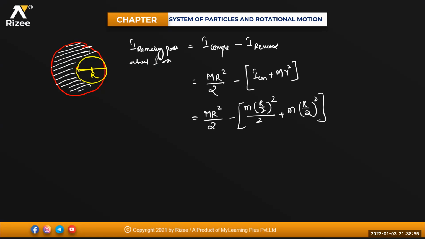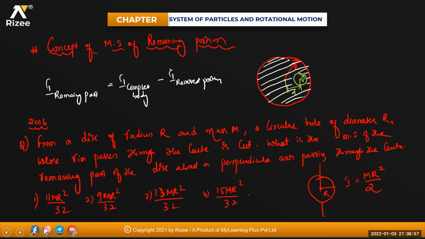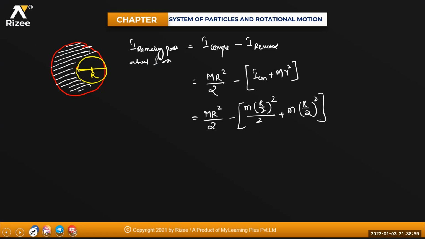Isn't it? So mass of original body is how much for me? Mass is capital M and radius is capital R. Mass of the removed part is small m, and radius of this one is nothing but R by 2. Clear for everyone? I hope you know how to calculate the cut mass, beta.